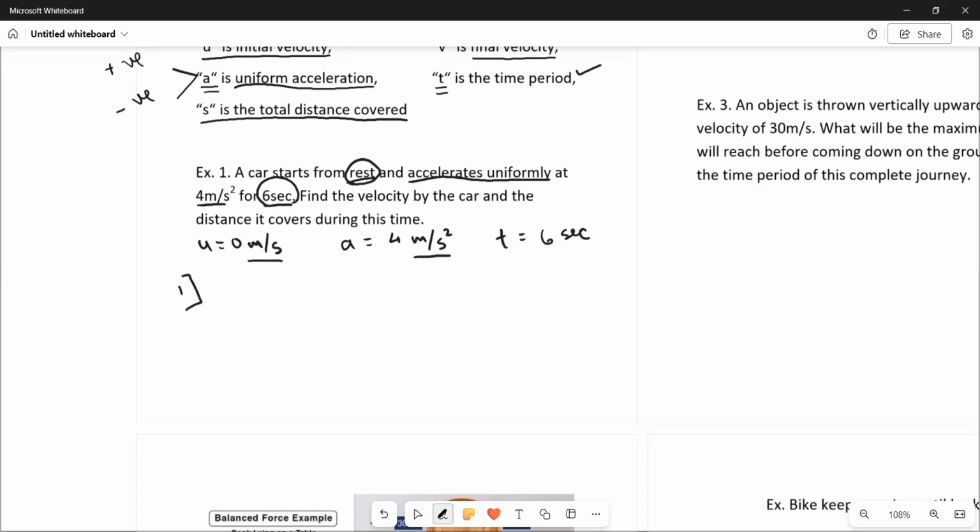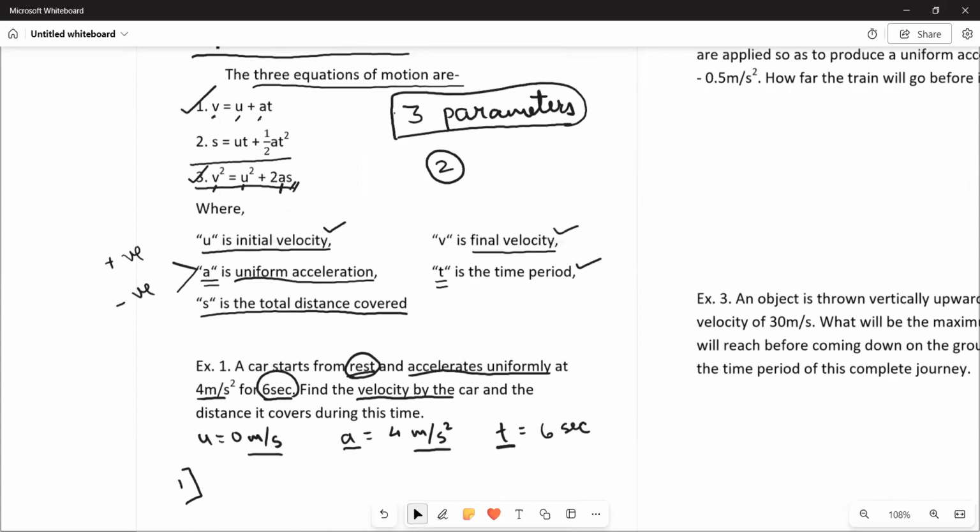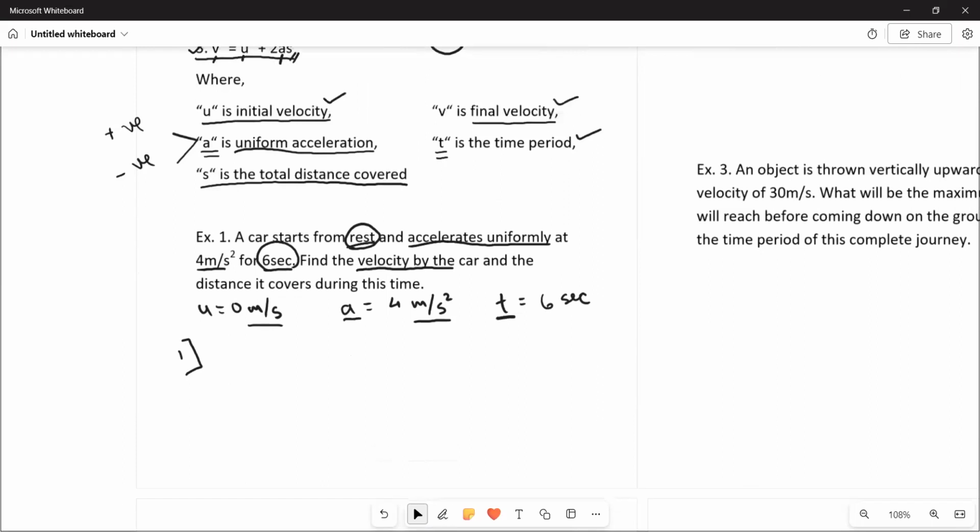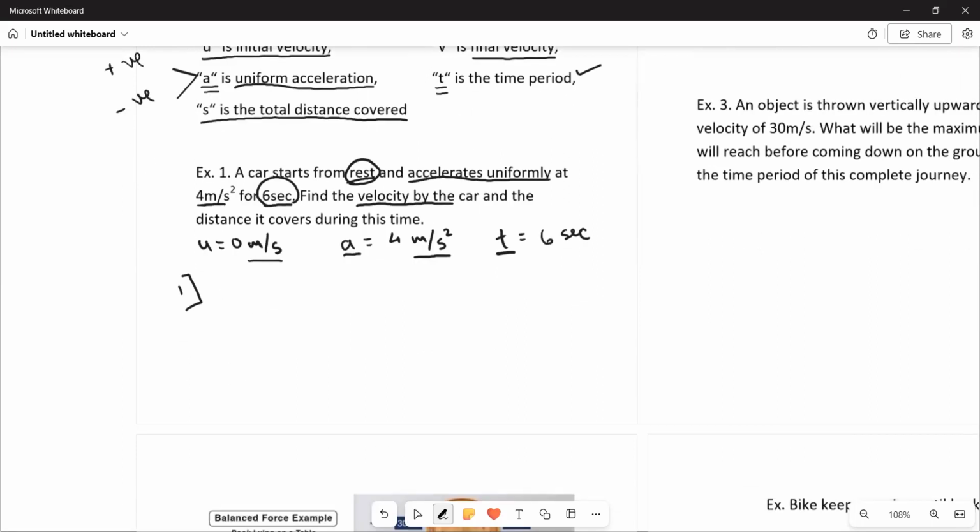Now first, what are we supposed to find? We are supposed to find the velocity of the car, the final velocity of the car. What will be the final velocity? For that we have u, we have a, and we have our time period t. If we check these three equations, in the first equation we have u, a, and t. So using these three, we can calculate the value of v. So we'll check how to calculate the value of v now.